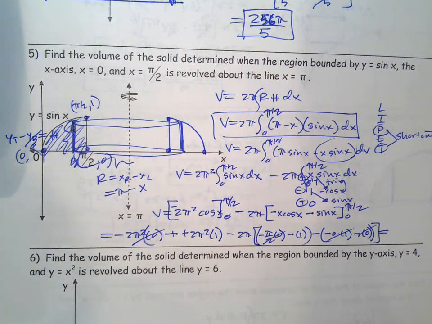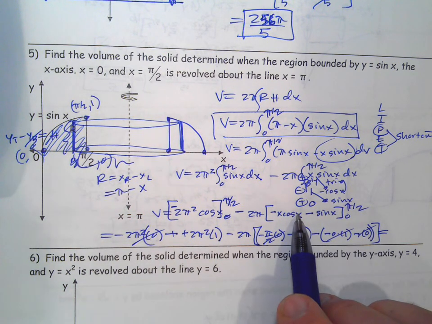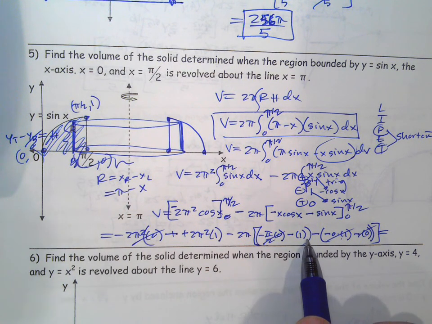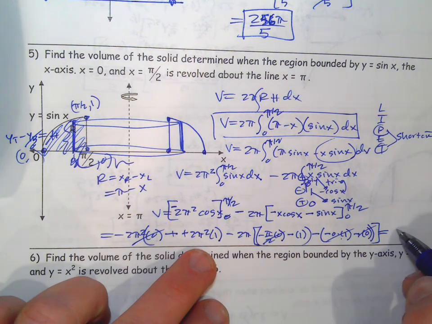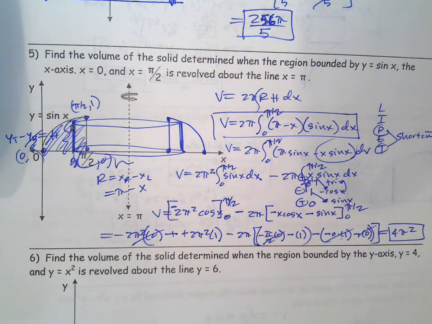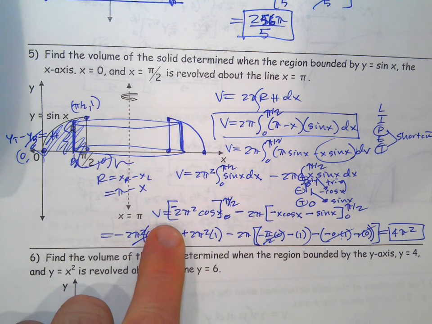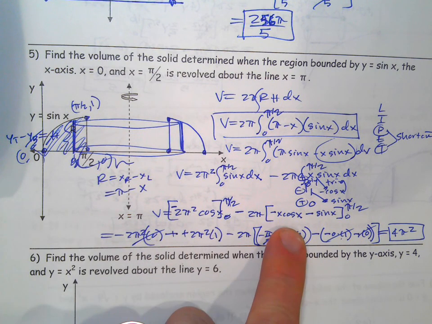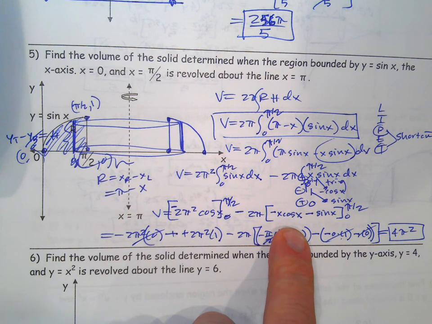Looks like I did something wrong. So, from this, I'm getting 4 pi squared, but I feel like that doesn't match my answer. Let me just double check my work. Negative x cosine x minus sine x.